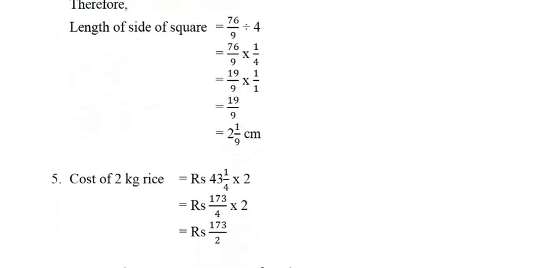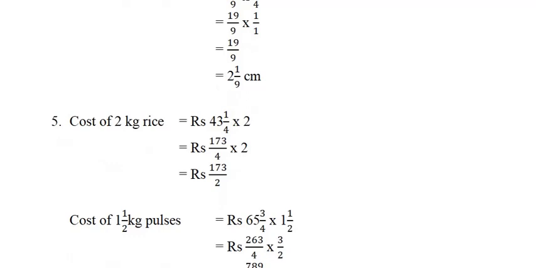Now let us move on to question number 5. Bakshish bought 2 kg of rice at 43 1 by 4 per kg, and 1 by 1.5 kg of pulses at 65 3 by 4 per kg. If he gave a 500 rupee note to the shopkeeper, how much change does he get back? We first have to take out the cost of 2 kg rice. You will multiply this number 43 1 by 4 by 2, and you will get this number 173 by 2.